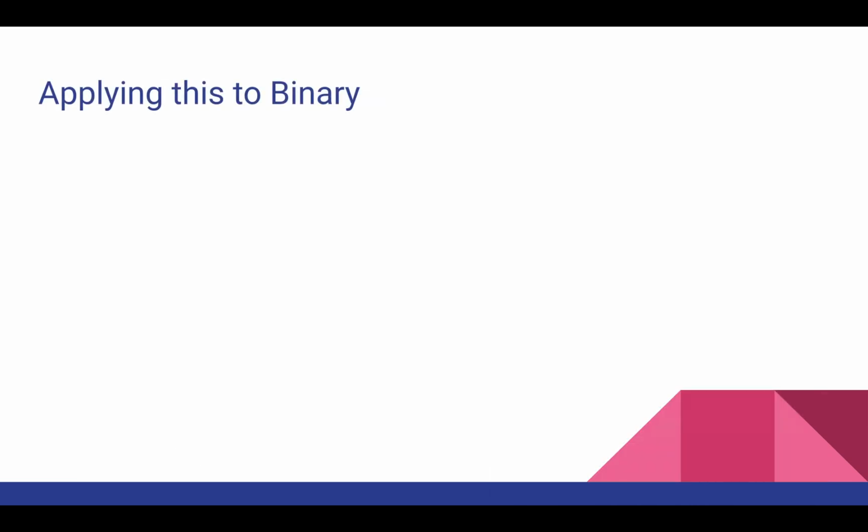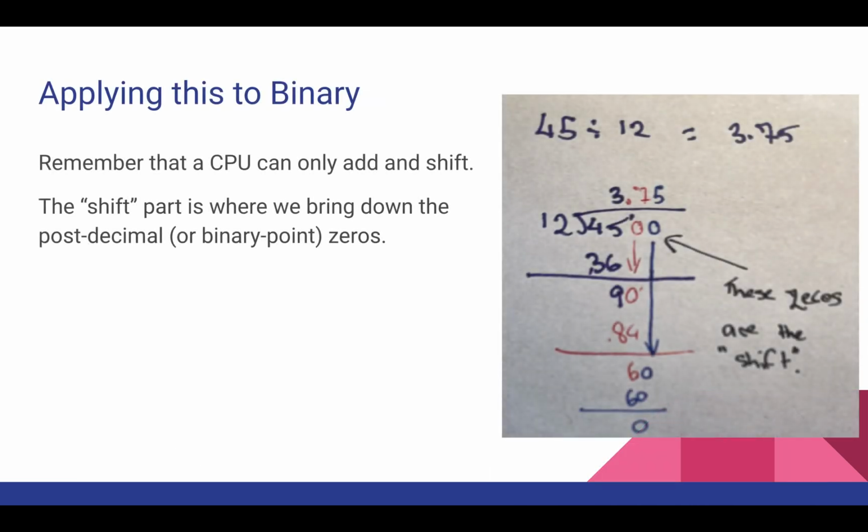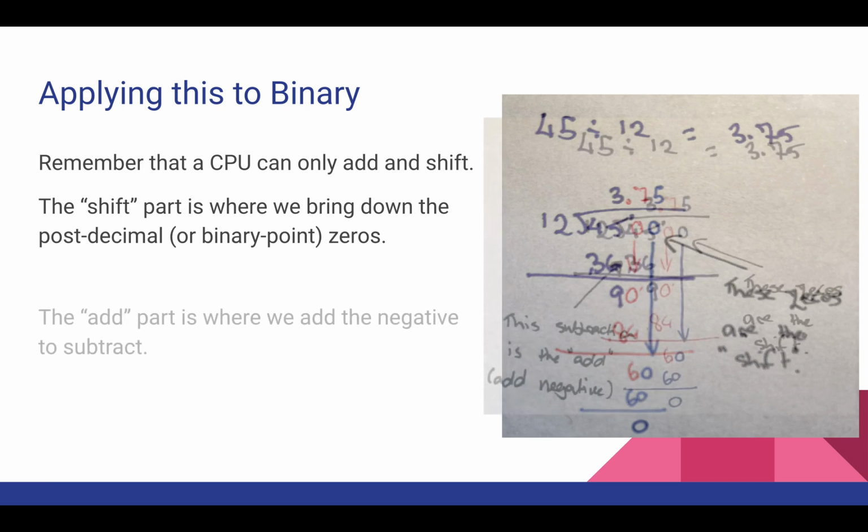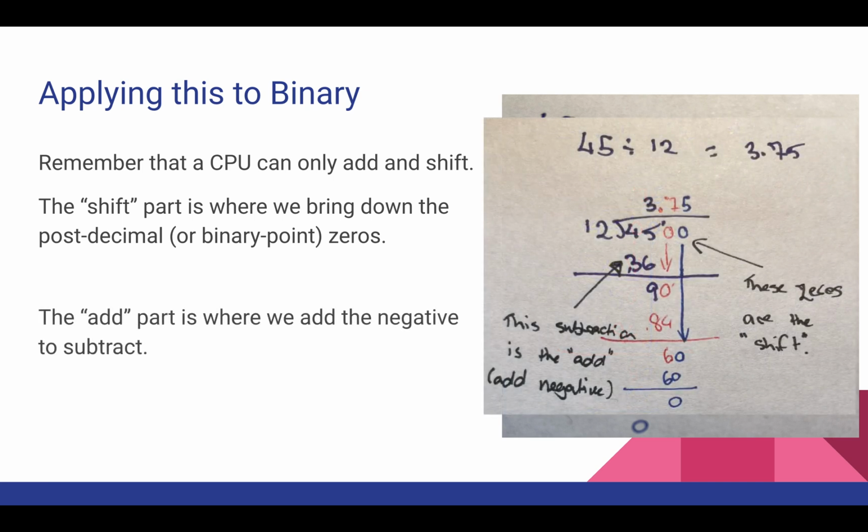So applying this into binary. Well, remember, CPUs only shift and add. The shift part is where we bring down our zeros, and the add part is where we add the 2's complement, or add the negative, which is the 2's complement of the number.